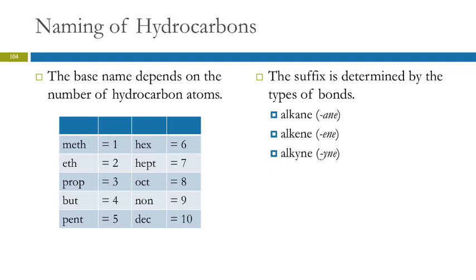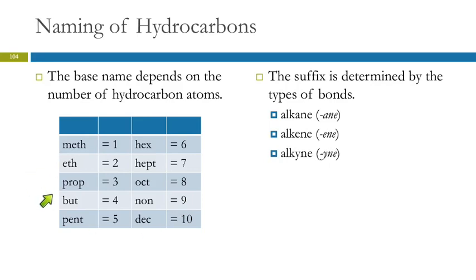So the base name, the first four are weird. The others are very much like those prefixes we needed for the molecular compounds. So instead of penta for 5, it's pent. We just leave off the A. And we've got hex, hept, oct, non, and dec. So those are the same numbers as they were before.